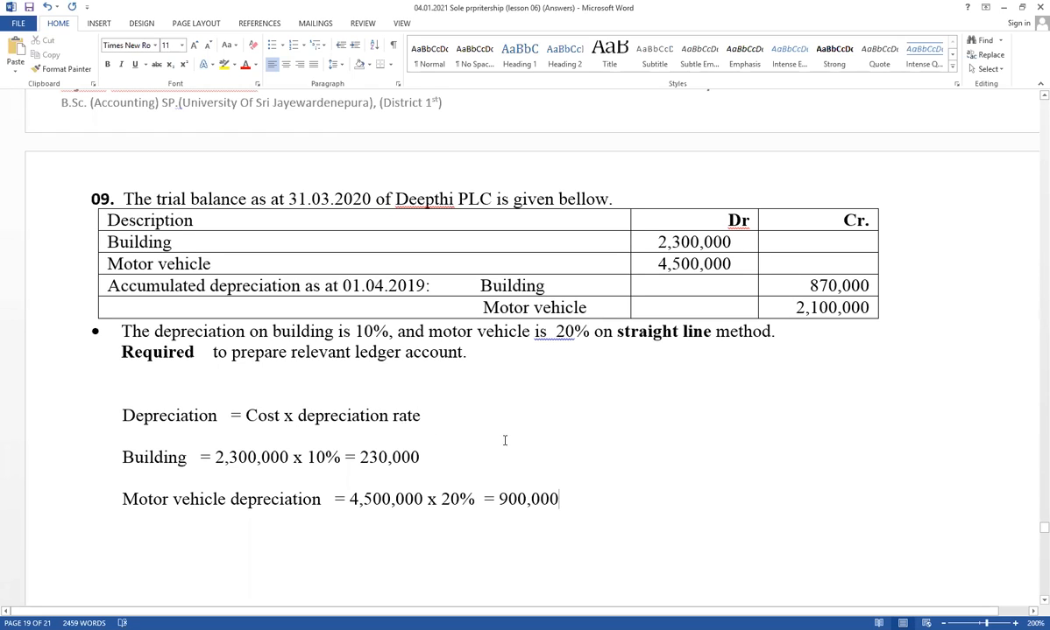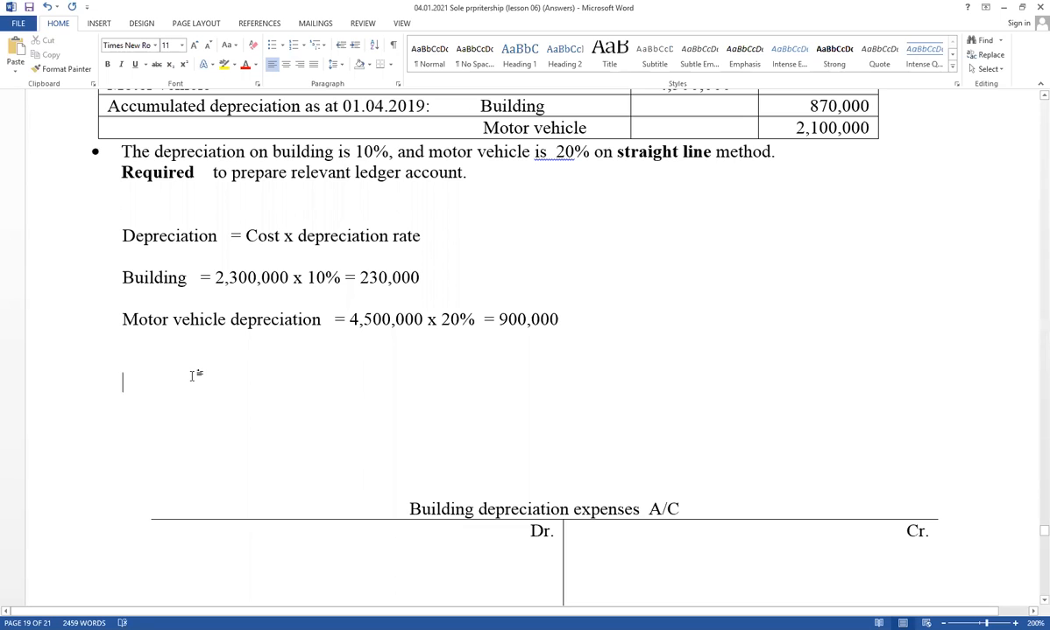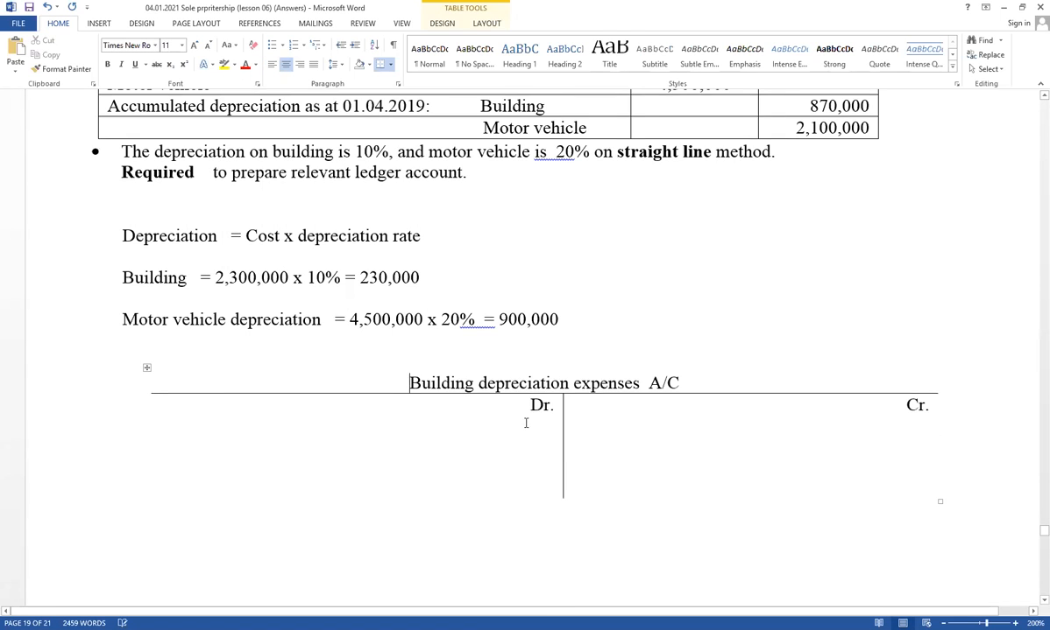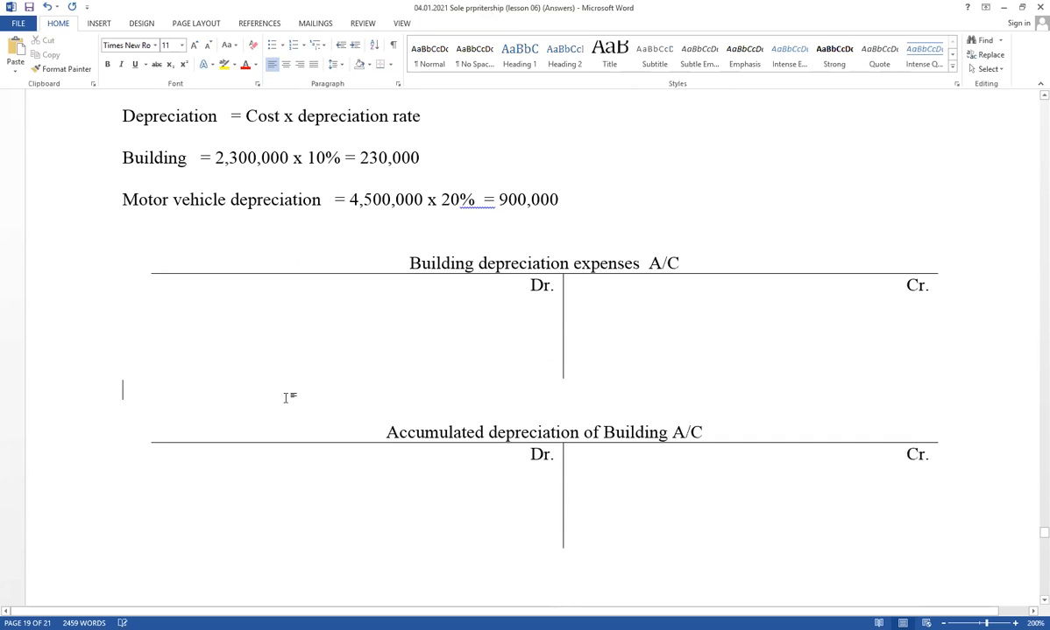Then prepare the ledger accounts. For the building, prepare two ledger accounts: the building depreciation expense account and the accumulated depreciation of building account. No need to prepare the building accounts or the motor vehicle accounts, as these are asset accounts. We have to record accumulated depreciation in a separate ledger account. Total depreciation should be recorded in separate ledger accounts. Therefore, two ledger accounts for the building: building depreciation expense and accumulated depreciation of building.